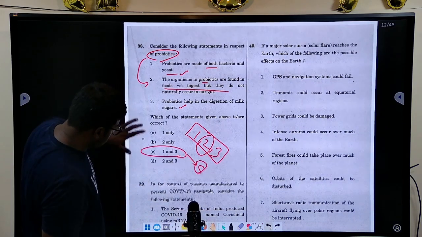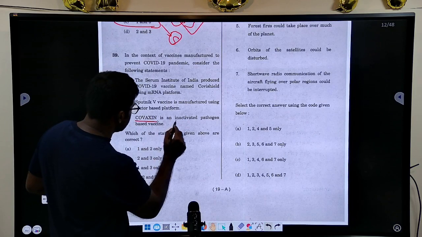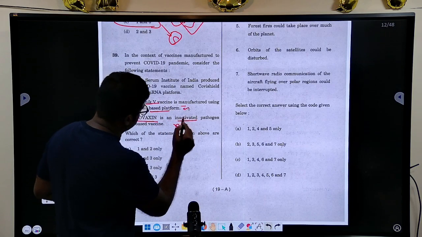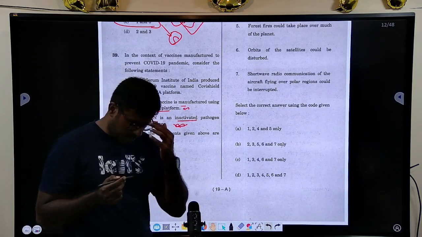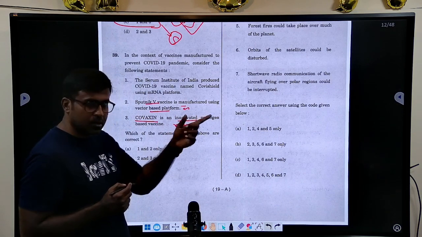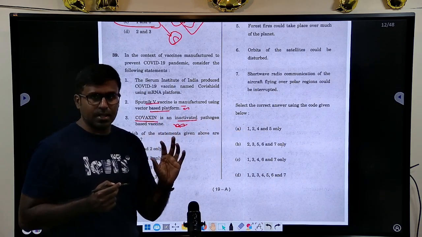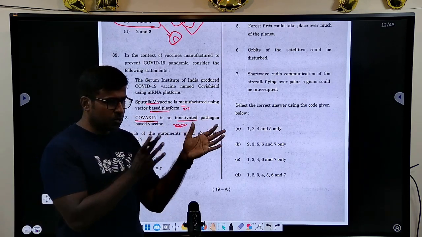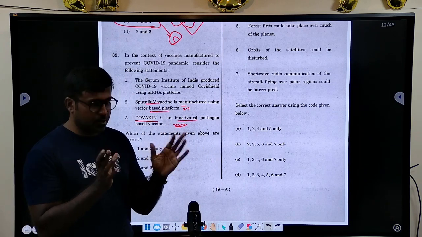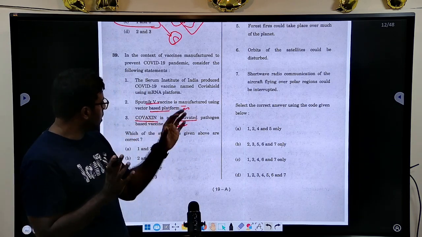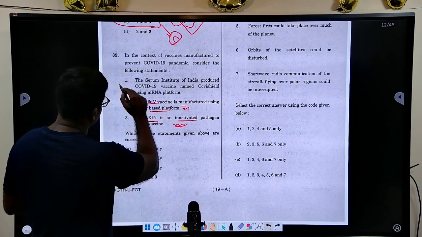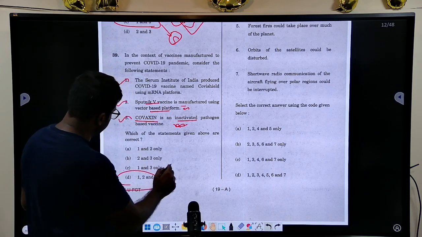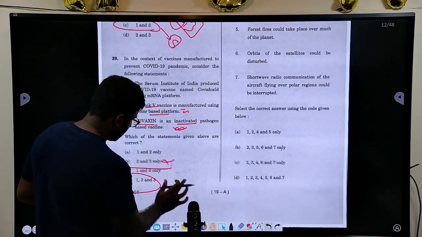So, next question. In this context, see, Covaxin is an inactivated vaccine. Correct. This is correct. Sputnik is manufactured using a vector-based platform. It's also, I think, correct. Sputnik is Russian. Covaxin is Indian. Covaxin is inactivated. For the Russian one, I think they use some vector related to some chimpanzee or something, spike, they use some chimpanzee vector. Yeah. But Anna, see, I thought this was true as well. 1, 2, 3, I picked. But I was wrong. 2 and 3 is the answer.